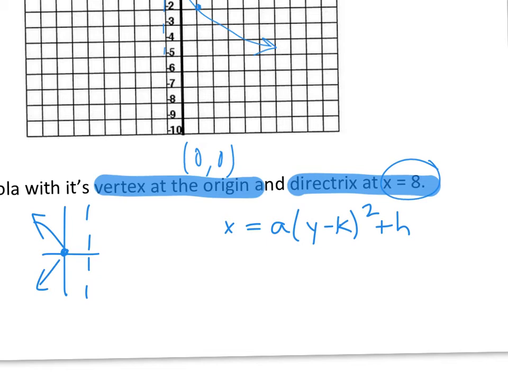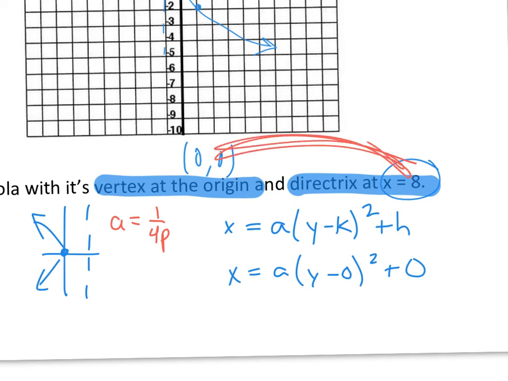And all you do is plug things in. The vertex is 0, 0, so I know that I'm going to have x equals a times y minus 0 squared plus 0. So all I need to do is find the a, and that's where that other version of the formula comes in, where a equals 1/4p. P, if you remember from the last lesson, is the distance between your vertex and either the directrix or the focus. So because the vertex is at 0, 0 and the directrix is at 8, the distance is 8. So this is 1/4 times 8, or your a value is 1/32.